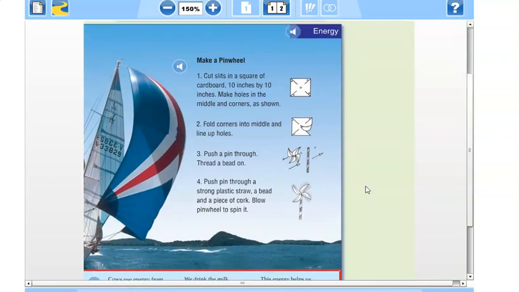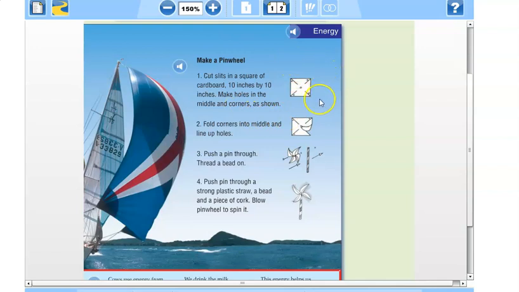So now we're going to look at the way you can actually make an item that will show you energy in motion. So make a pinwheel. All right, so cut slits in a square of cardboard. So you could do this, 10 inches by 10 inches. Make holes in the middle and corners as shown.